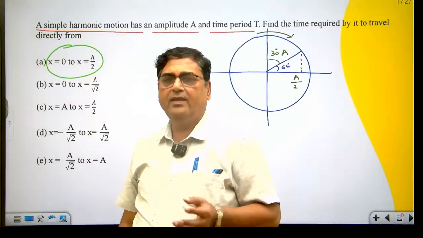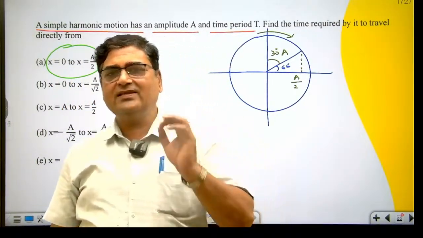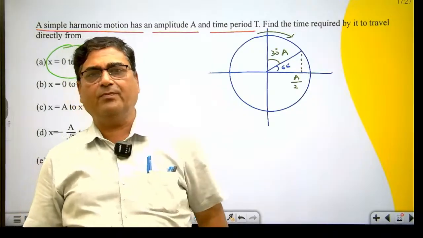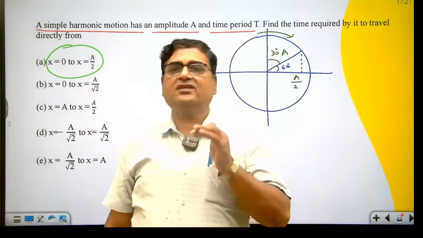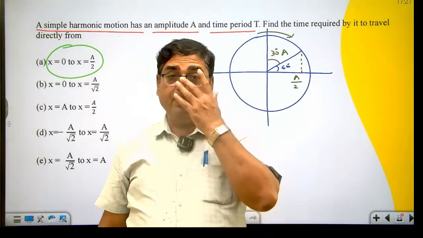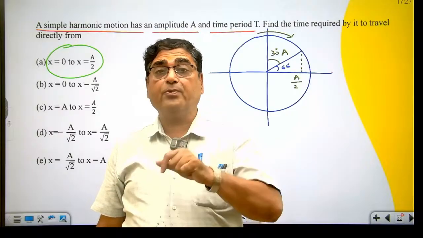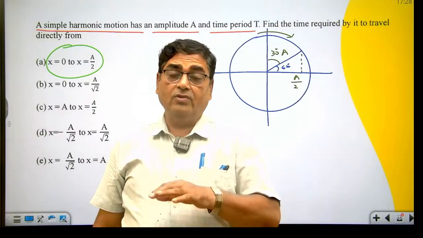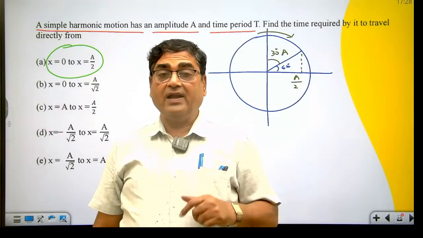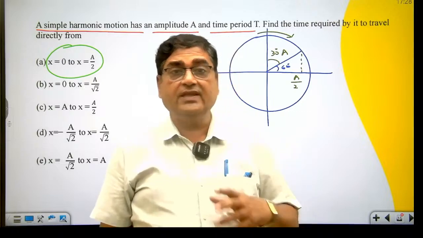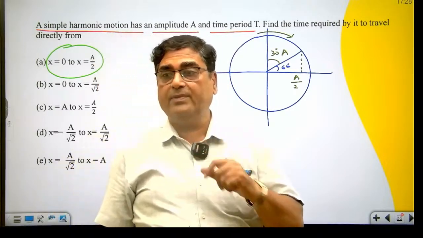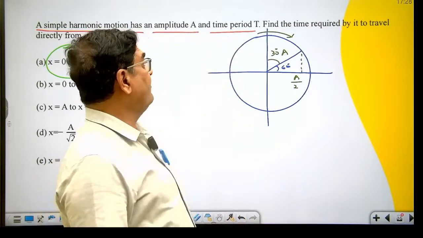is SHM? A simple harmonic motion is the motion or projection of a particle performing uniform circular motion on the circle's diameter. Okay. Simple harmonic motion is the motion or projection on the diameter of a particle performing uniform circular motion. In case of uniform circular motion, omega remains constant. Okay, this is a fundamental fact.